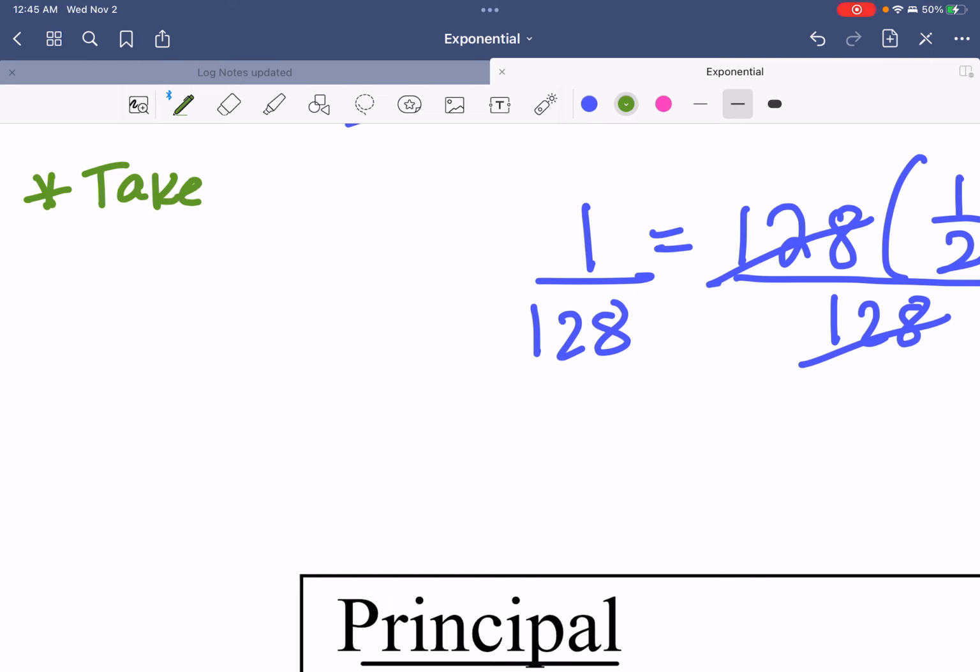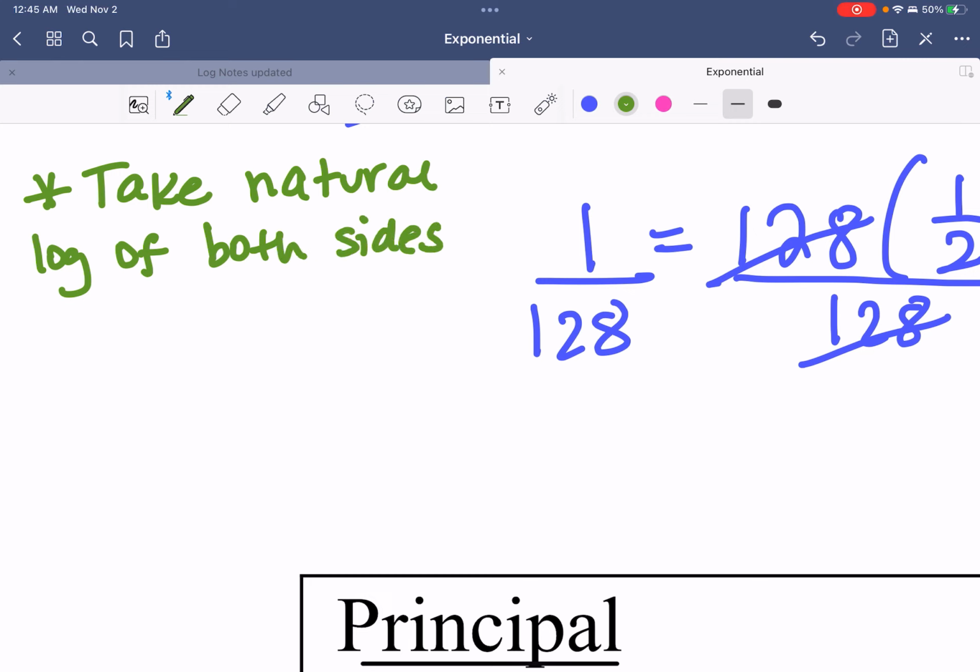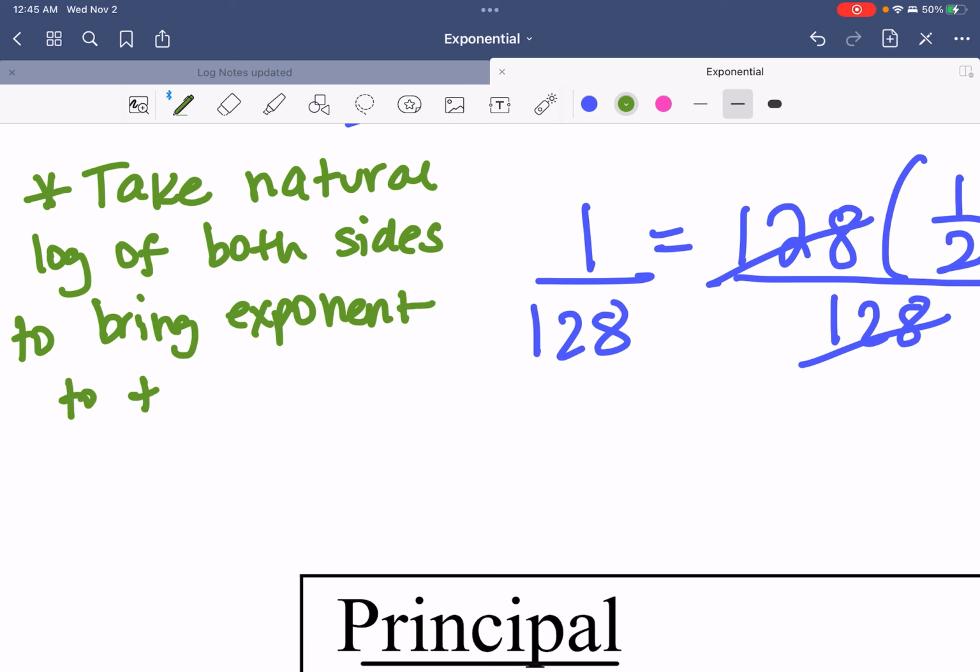So you're going to take the natural log of both sides to bring the exponent to the front.